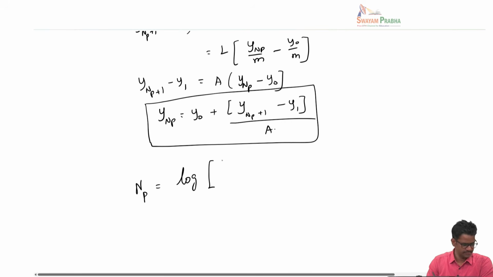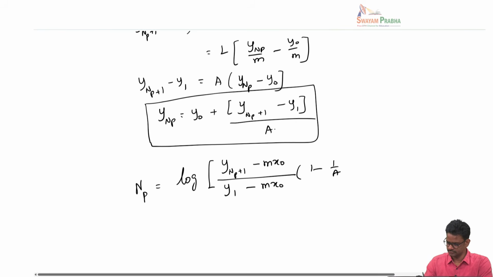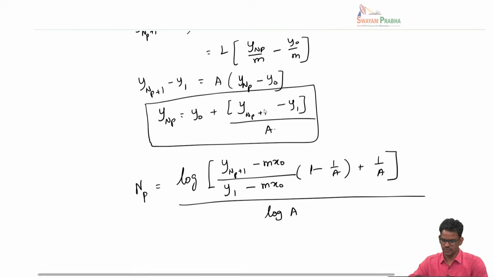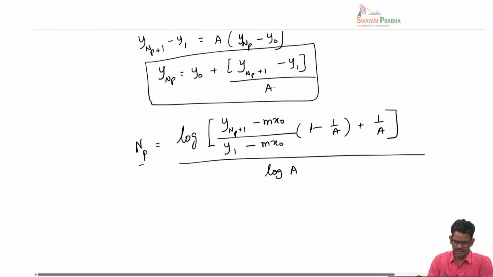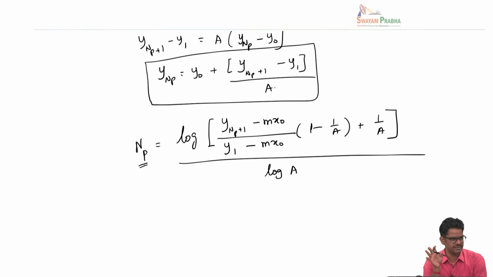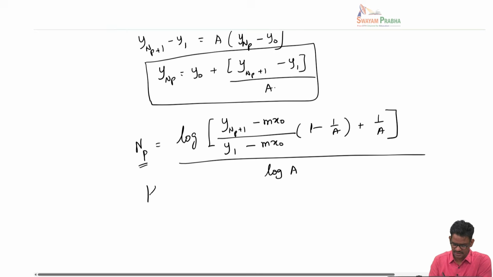log of... So you can see this final expression solves for the unknown number of theoretical plates using all the known variables: inlet compositions, absorption factor, which involves the slope of the material operating line and the equilibrium line, and this is known as Kremser's equation, Kremser's equation for absorption.